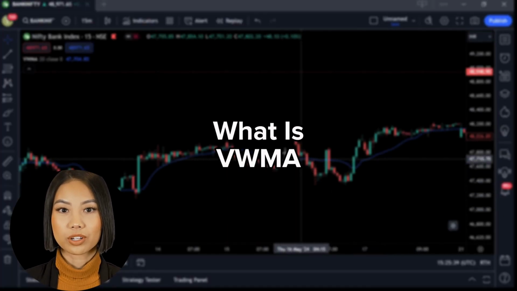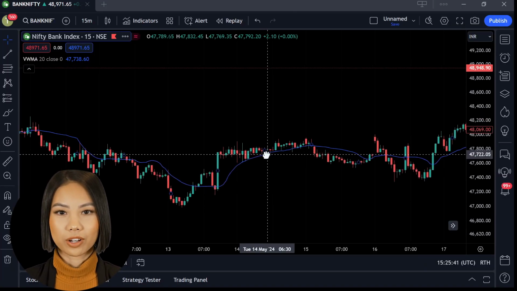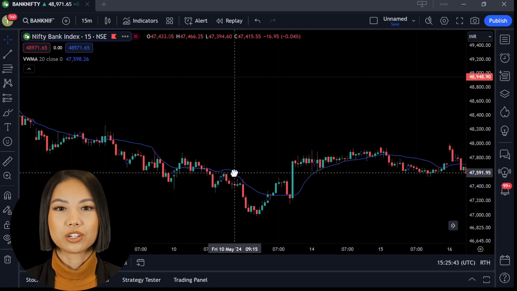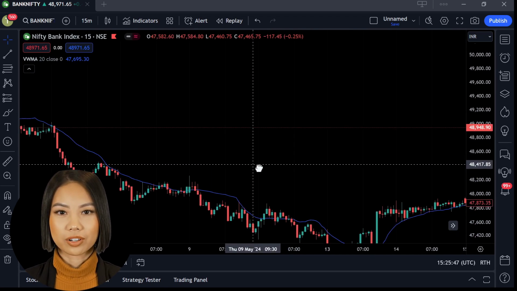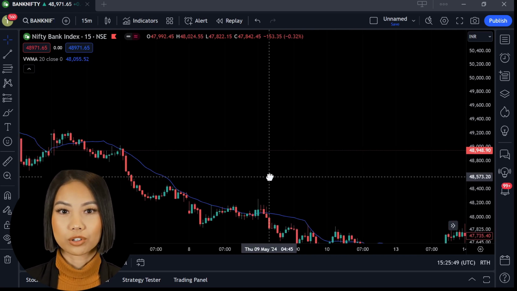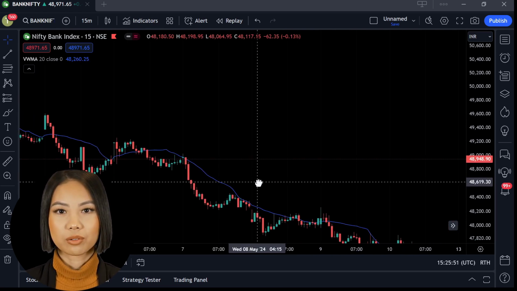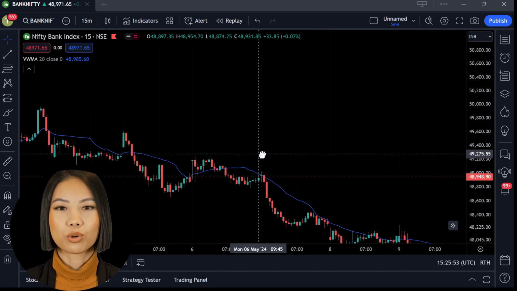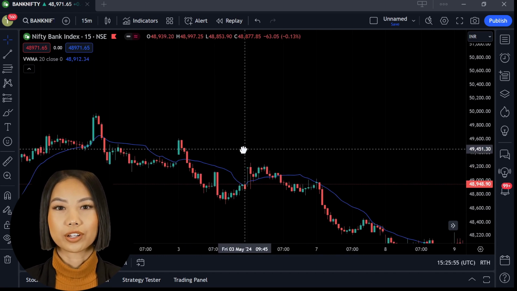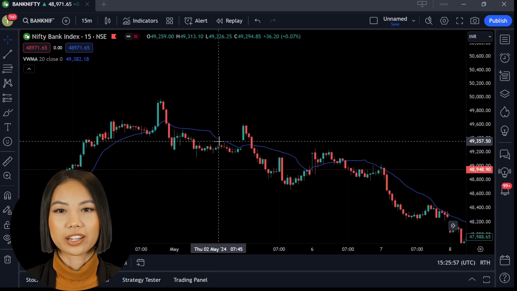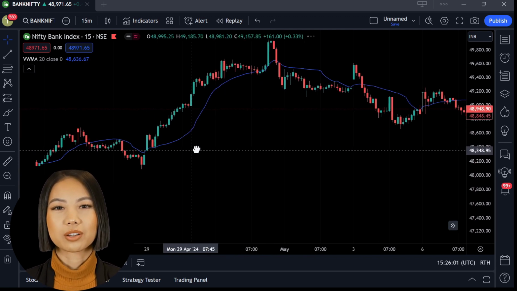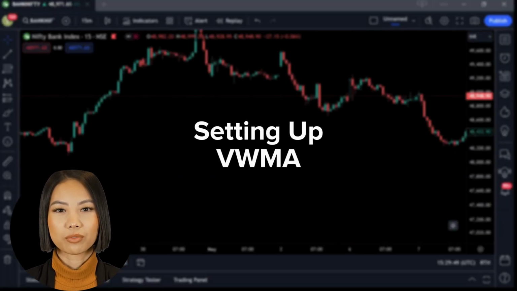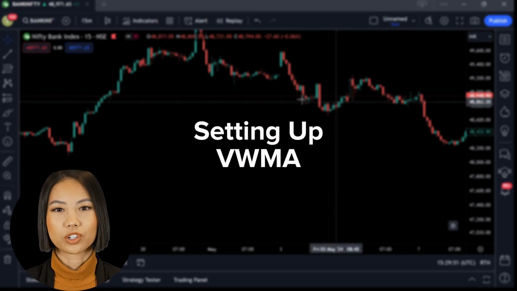What is the volume-weighted moving average? The volume-weighted moving average is a unique variation of the moving average that takes trading volume into account. Unlike the simple moving average or the exponential moving average, the volume-weighted moving average gives more weight to price movements with higher volume. This means that it can provide a more accurate reflection of the price action by considering both price and volume.